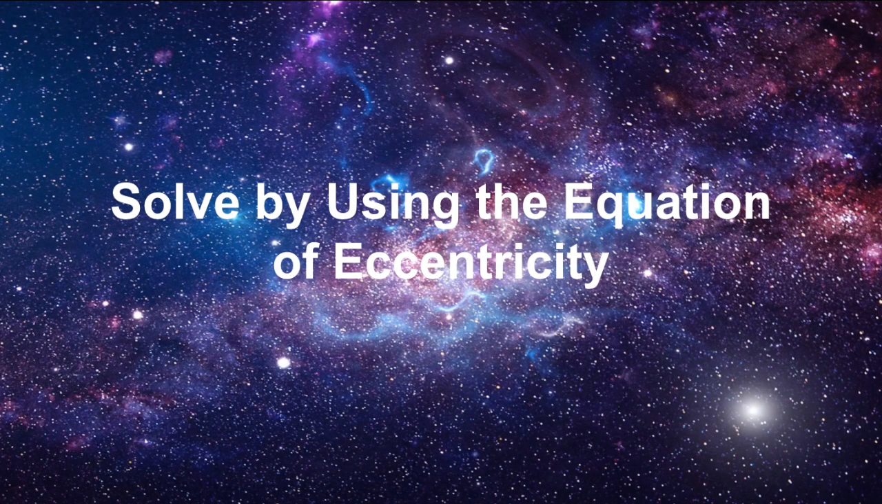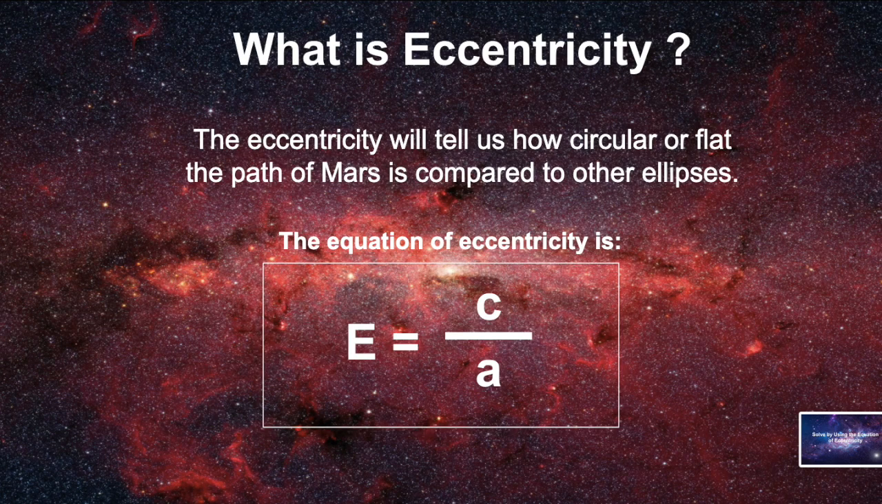The third method of finding the orbit of Mars is by using the equation of eccentricity. This method requires a few more steps than the other two, but it still accurately helps you to find the equation of an ellipse. What even is the eccentricity? Well, the eccentricity will tell us how circular or flat the path of Mars is in comparison to other ellipses. The closer the eccentricity is to zero, the more circular the path.